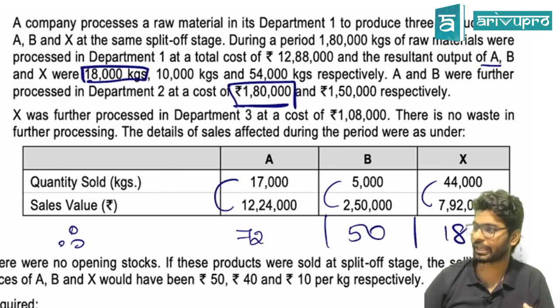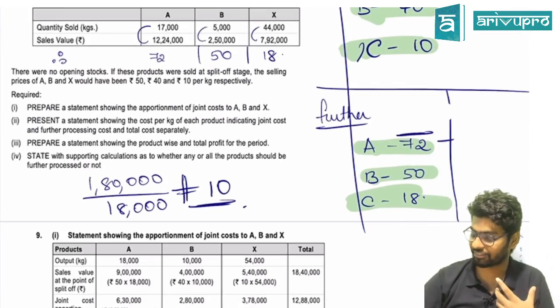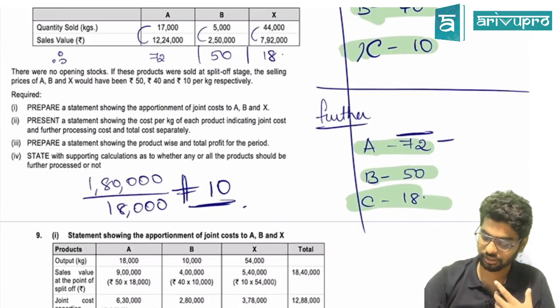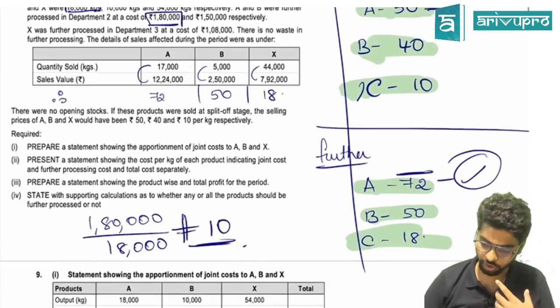Okay, so should I produce A? Further, I will be getting additionally 12 rupees, therefore you should produce A. Now let me go for B.